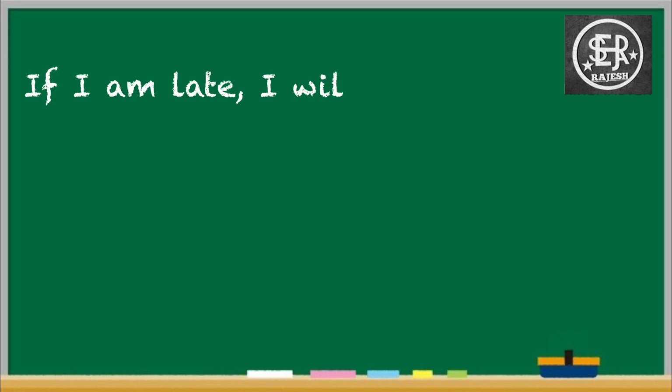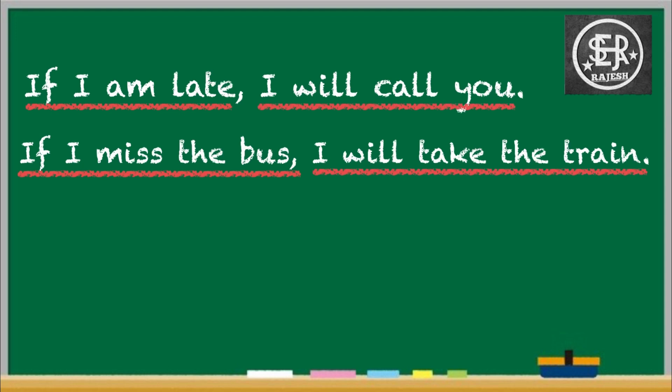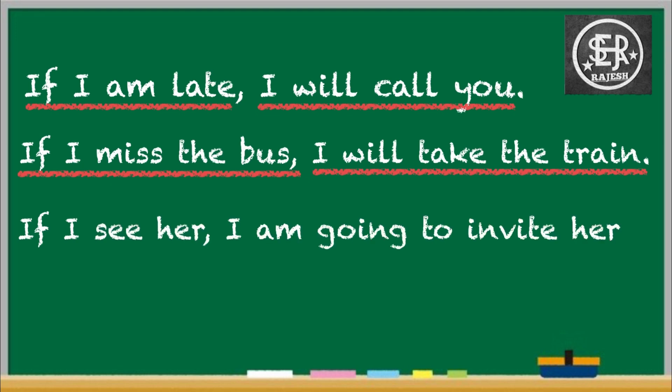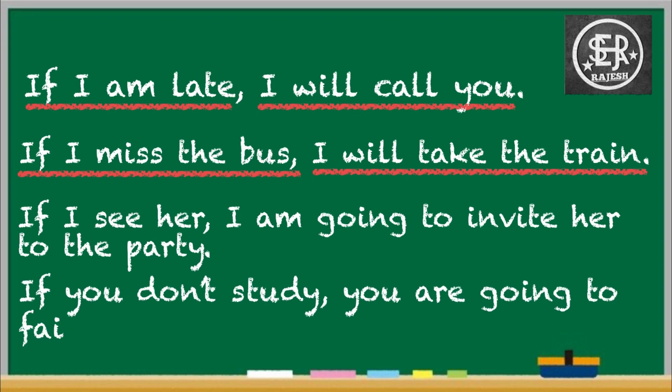If I am late, I will call you. If I miss the bus, I will take the train. All these sentences are simple present in the if clause and simple future in the result. The result can also be said using going to. If I see her, I am going to invite her to the party. If you don't study, you are going to fail the exam.